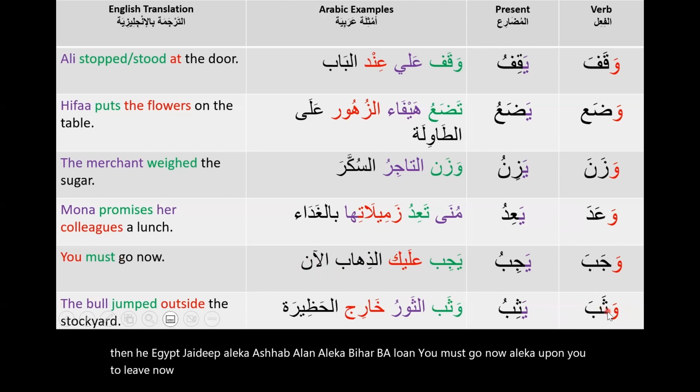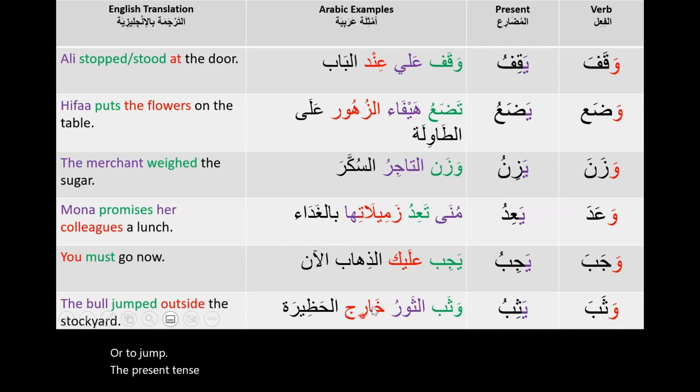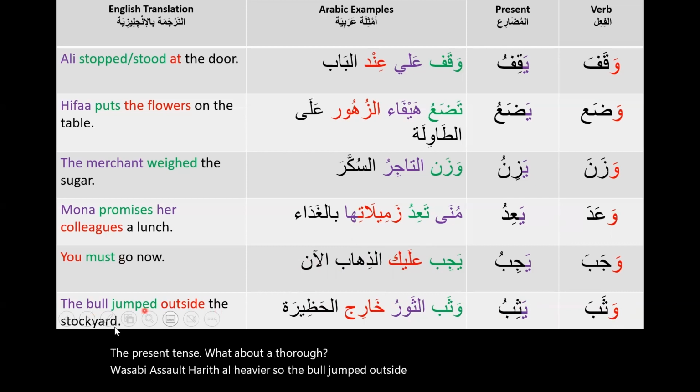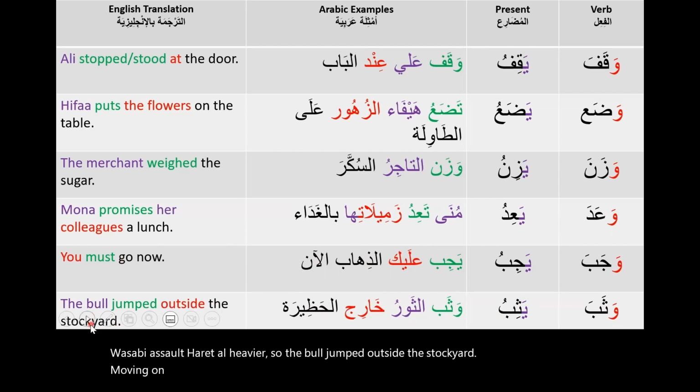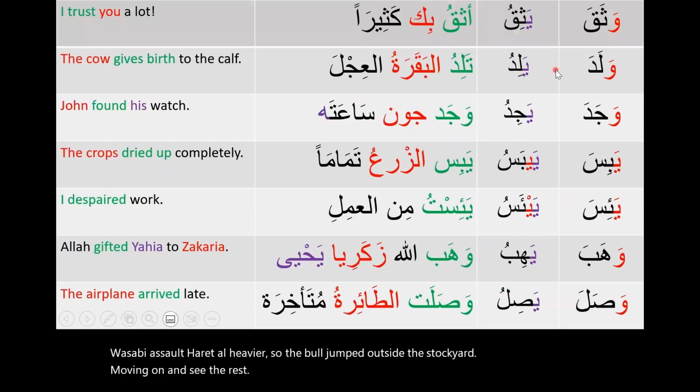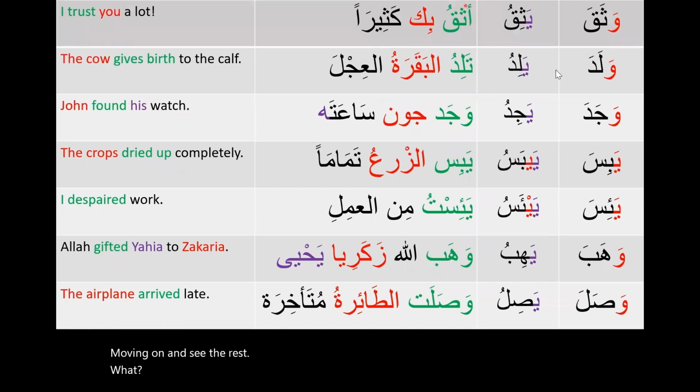وثب is to jump, and then يثب is the present tense. وثب الثور خارج الحظيرة. So the bull jumped outside the stockyard. Moving on to see the rest. وثق is to trust, and the present tense is يثق. The example here is أثق بك كثيرا. I trust you a lot.